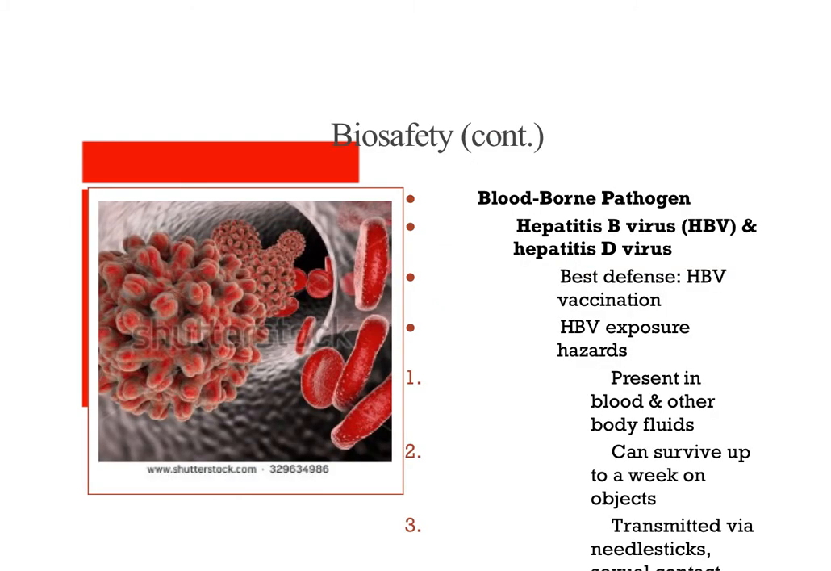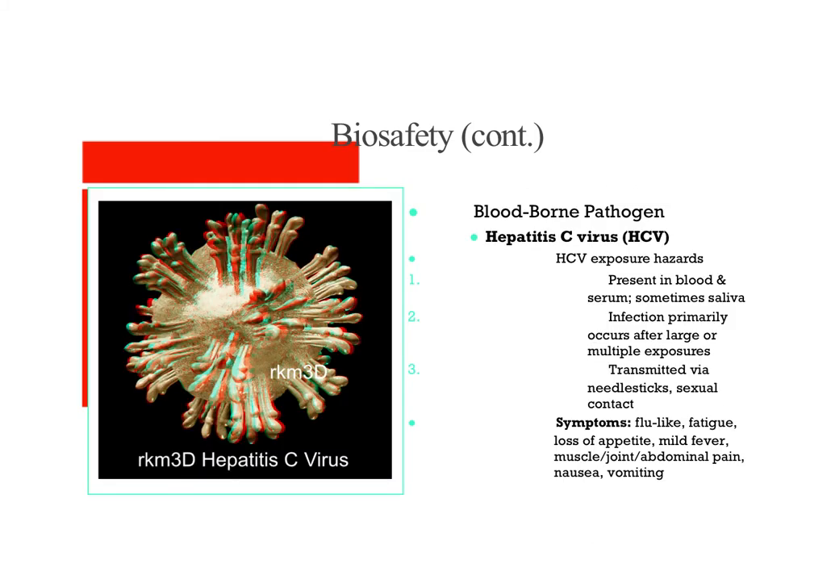Bloodborne pathogens. We have our hepatitis. Our best defense against Hep B is the Hep B vaccination. This is the one that everybody in healthcare, we make sure you have immunity to Hep B, okay? It's present in blood and other body fluids. It can survive up to 7 days in dried blood on an object, okay? It's transmitted via needle sticks or shared needles, okay?